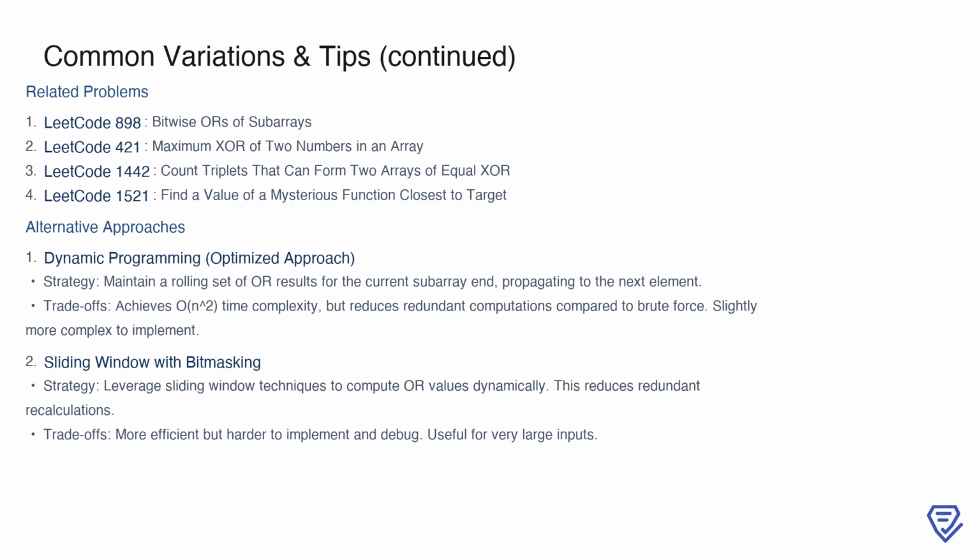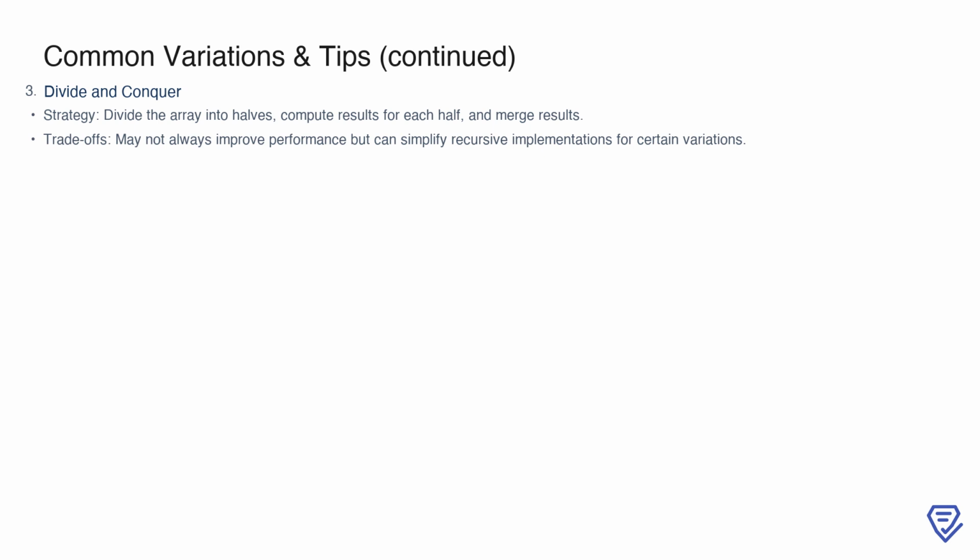Another option is sliding window with bit masking, which dynamically computes OR values and avoids redundant recalculations. While this method is highly efficient, it can be more challenging to debug and is best suited for very large inputs. Finally, divide and conquer provides another alternative approach.